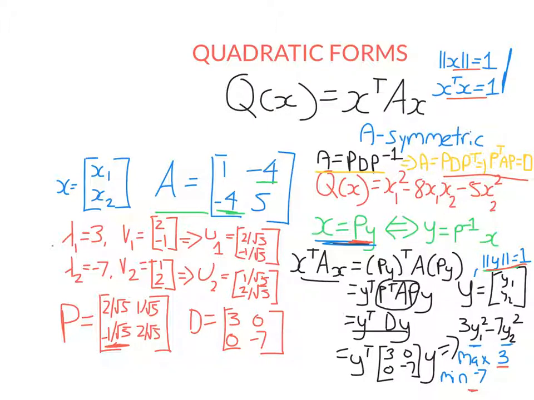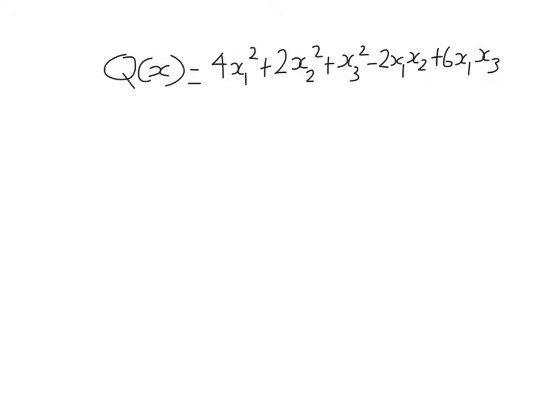Alright, so let's now take a look at a 3 by 3 matrix for a quadratic form. So let's say we have this quadratic form that now has 3 variables. Let's set up the matrix A of this quadratic form. So we know it's going to be a 3 by 3 matrix. If there are n variables, then we have an n by n matrix.